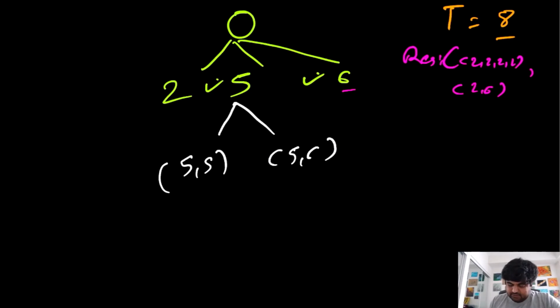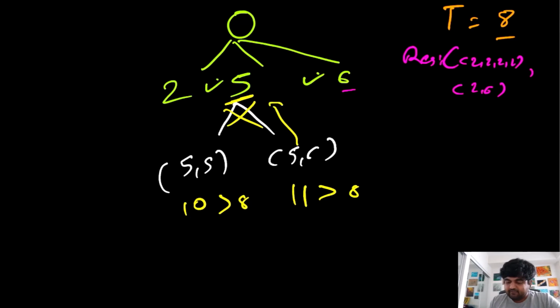So let's do the sum of these values. So 5 5, the sum is actually 10, and 5 6, the sum is 11. Both are greater than 8, which means that we can terminate over here. So that concludes that at this position 5 we ran out of the possibilities. We went up. At this position we are done. So again we go back.